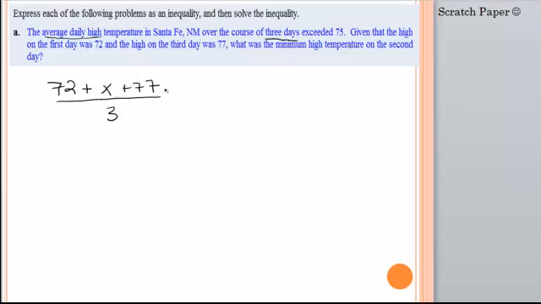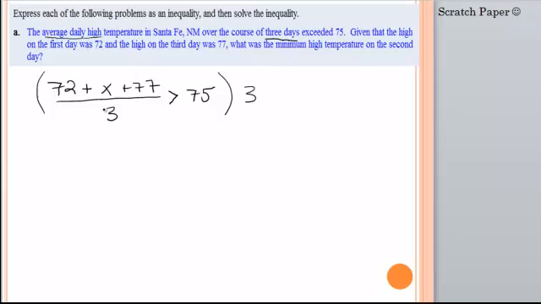And it said that this average exceeded 75. What's that mean? Exceeded 75. That means it is more than 75 degrees. So to find out what that second temperature was, the minimum that it could be, we just need to solve this equation. So let's go ahead and multiply everything by 3.